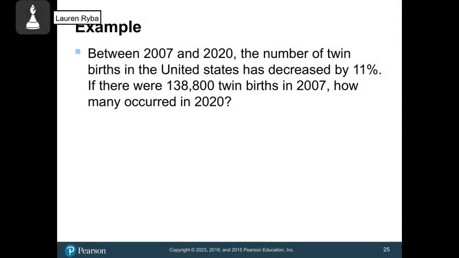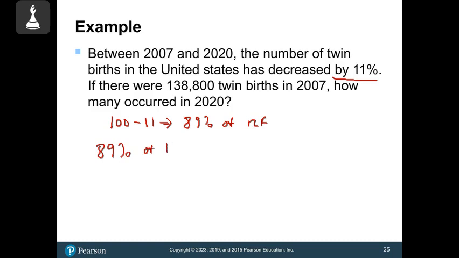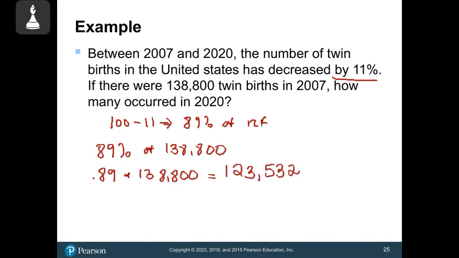Between 2007 and 2020, the number of twin births in the United States has decreased by 11%. If there were 138,800 twin births in 2007, how many occurred in 2020? Well, if we've decreased by 11%, I am now 89% of my reference value. So I want to find 89% of that 138,800. 89% is 0.89, and "of" means I'm going to multiply by 138,800. And if you grab a calculator and type that in, any scientific calculator will do, I had 123,532 twin births that would have occurred in 2020.